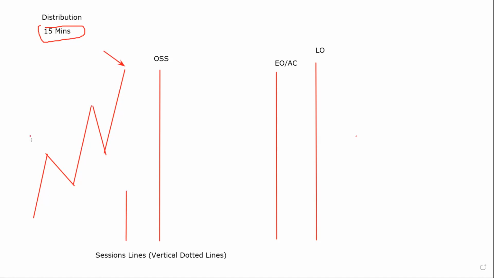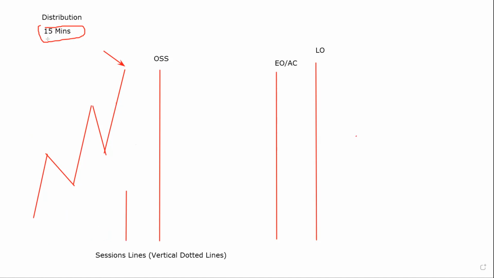If you see high volume over here, and then as the price is moving up the volume is declining, for example the volume on this leg is high and as the price moves further the volume declines, then it's not really a distribution. What I need is, just before the OSS session at the highs, you need to see this high volume to identify it as a distribution. This is the first point.